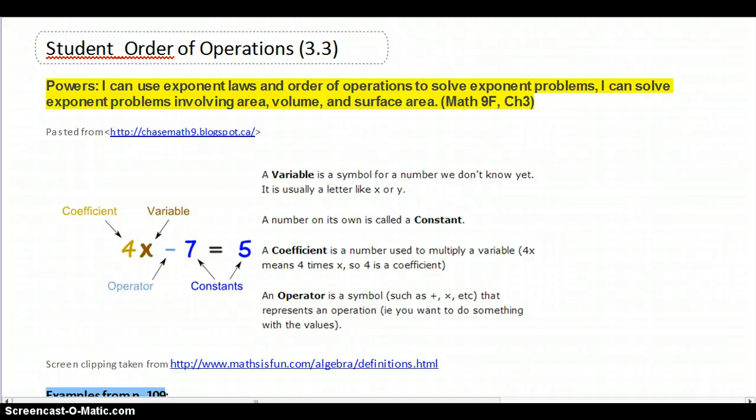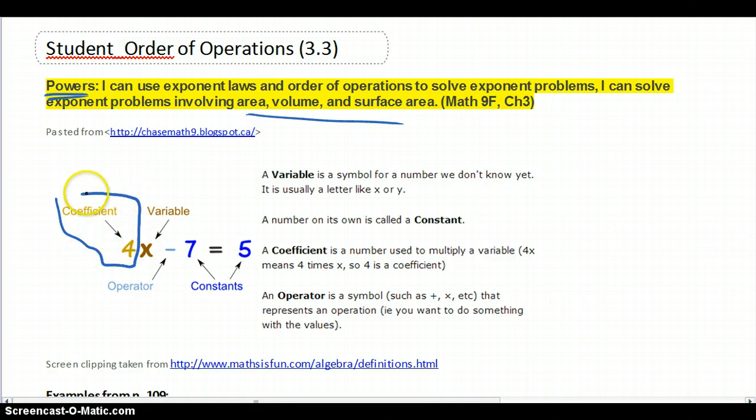Hey guys, we're pushing ahead with powers here, looking at exponent laws, order of operations, and solving exponent problems. Later, we'll get into area, volume, and surface area in the next section. Today, we're really introducing this new guy right here, this coefficient.